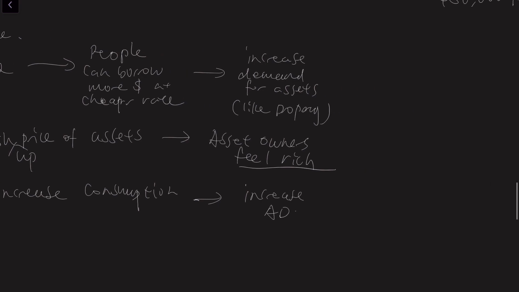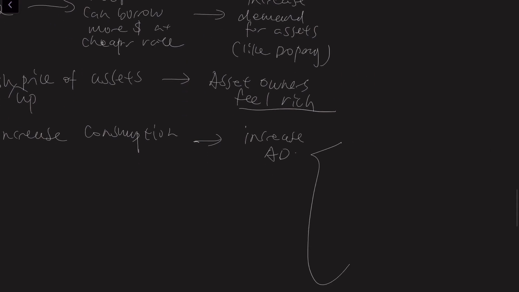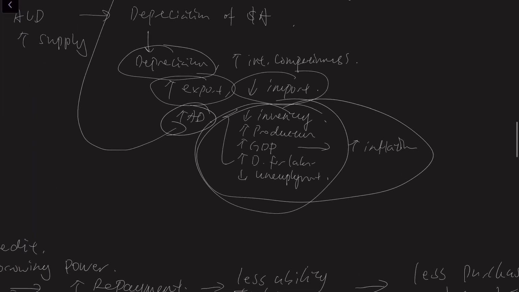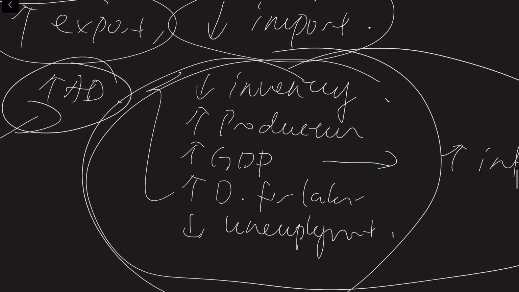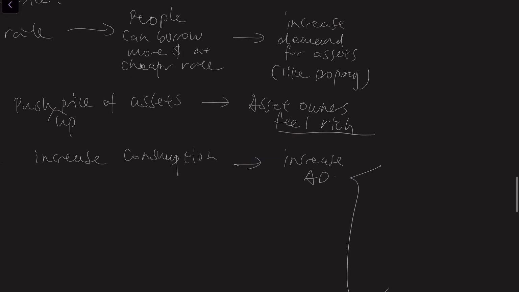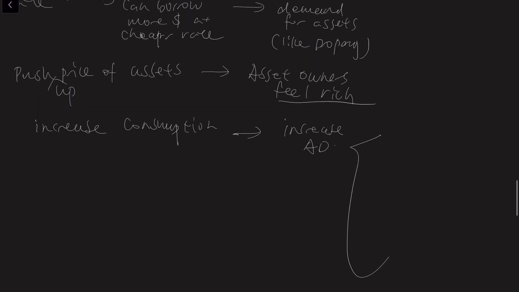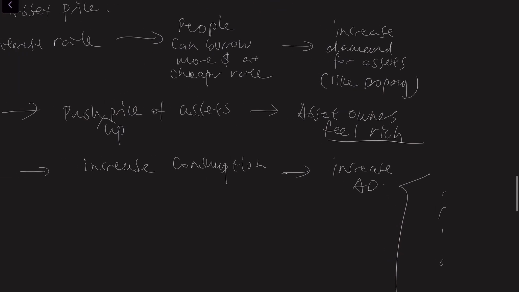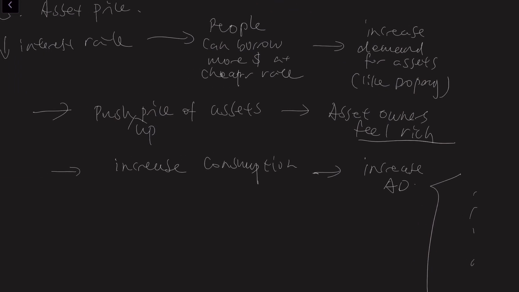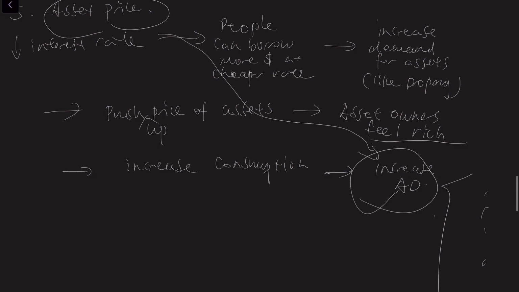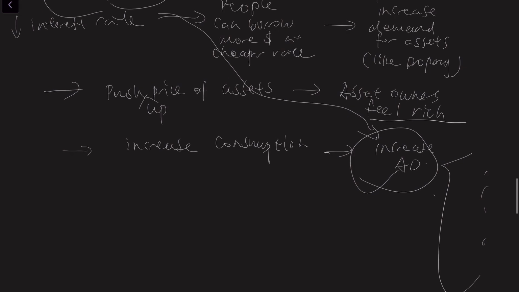Consumption increases aggregate demand. And increasing aggregate demand follows exactly the same structure as the previous answer: inventory, and then demand, GDP, unemployment, CPI. Everything else is the same. So if you can link asset price with AD, then you can confidently answer the question easily.